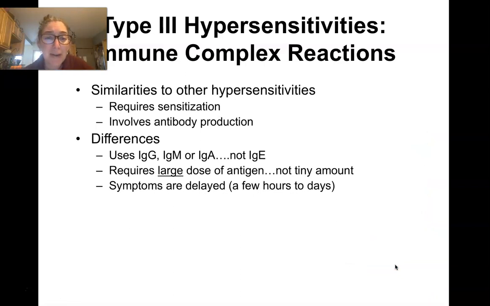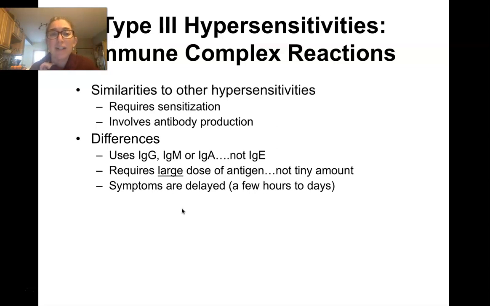What is similar about it is that it uses IgG, so it's similar to type 2, or sometimes IgM or IgA. It's different from type 1 allergic responses, which are the ones that use IgE. Another thing that's different is it requires a large dose of antigen, like an injection of a concentrated amount, not a tiny minuscule amount like somebody who licks a peanut and has an allergic reaction. And it's also slightly delayed, so it doesn't happen right away in a few minutes. It might take a few hours or sometimes a few days to show up.